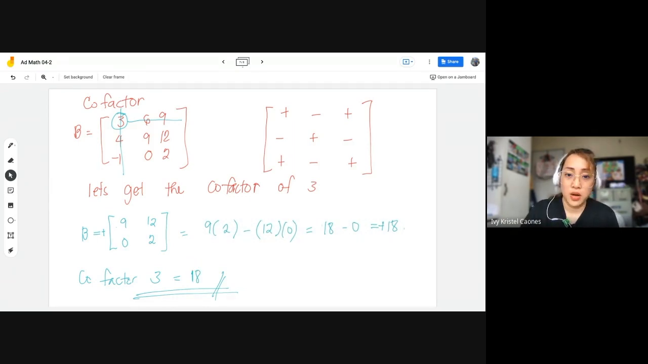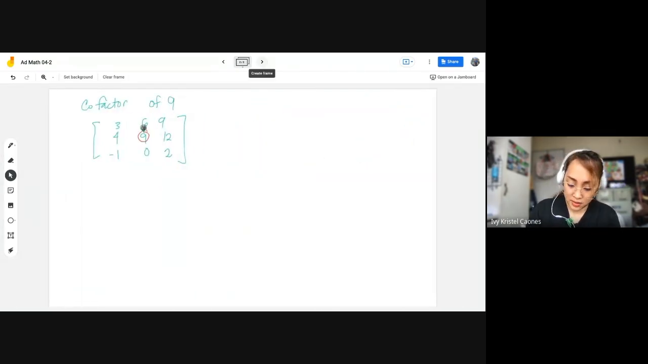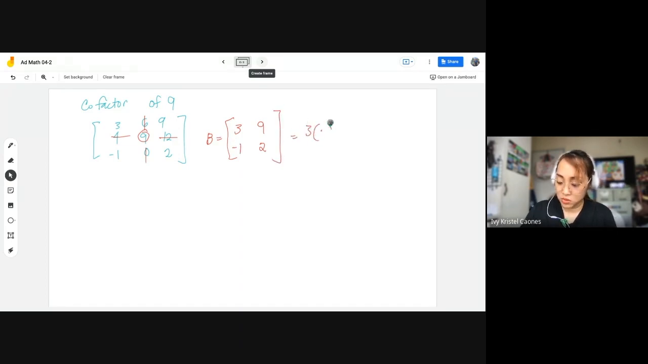Okay, so if we want the cofactor of 9, remove its row and column. So that will be B equal to 3, 2, and 9, negative 1. It will be 3 times 2 minus 9 times negative 1. It will be 6 plus 9, which is 15. So the cofactor of 9 will be 15.